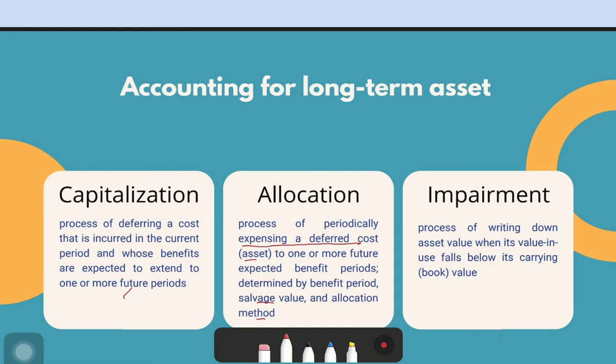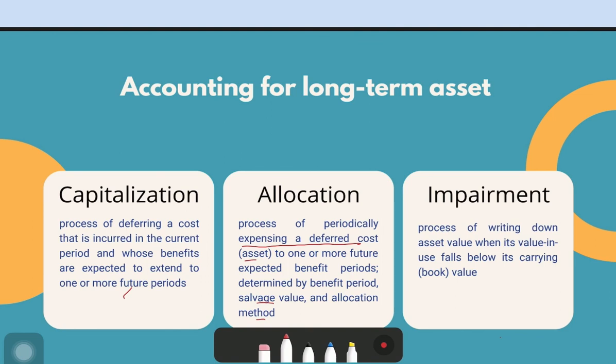And the other terminology used for the intangible asset, we don't call it depreciation, we call it amortization. And for the natural resources, like oil wells, we don't call it depreciation or amortization, we call it depletion, right? For the natural resources. Last one is impairment.